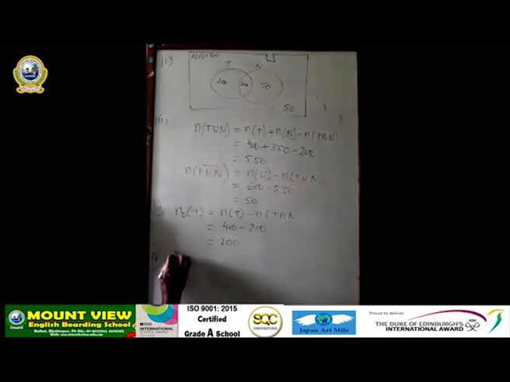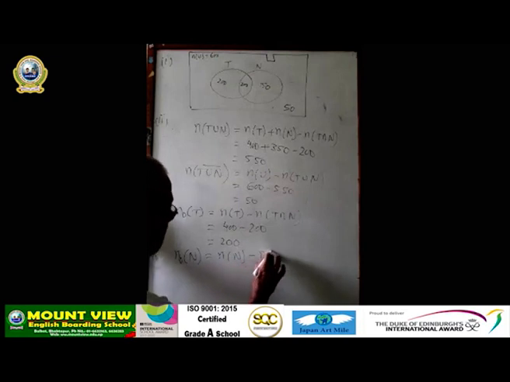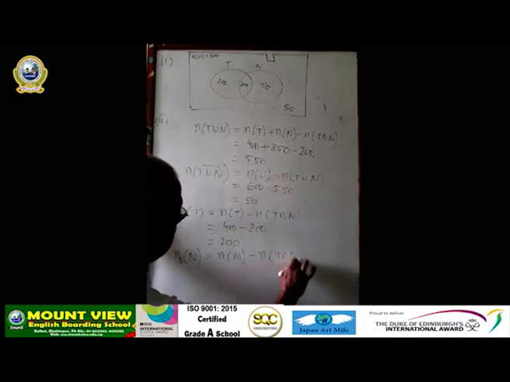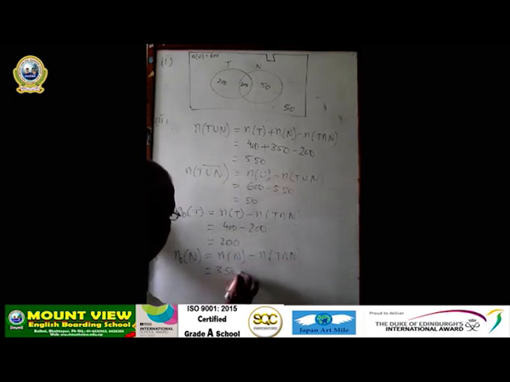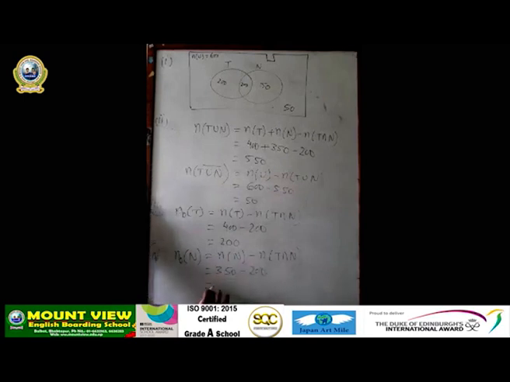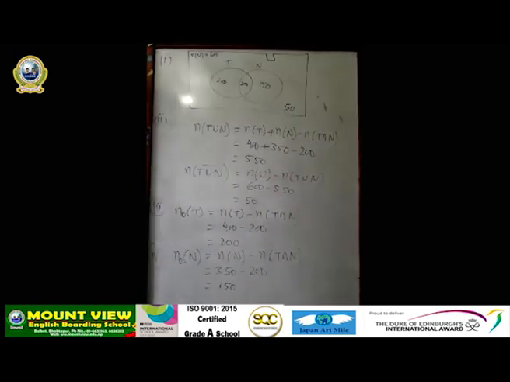And then the last question is how many people can speak Nepali language only? Only Nepali means total Nepali minus intersection. Total Nepali 350, intersection 200. So how much is it? 150. Okay, here we can ask one more question.